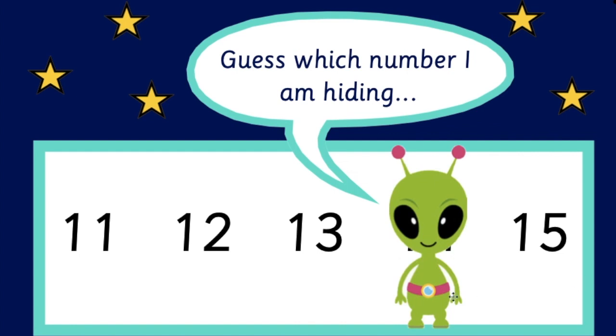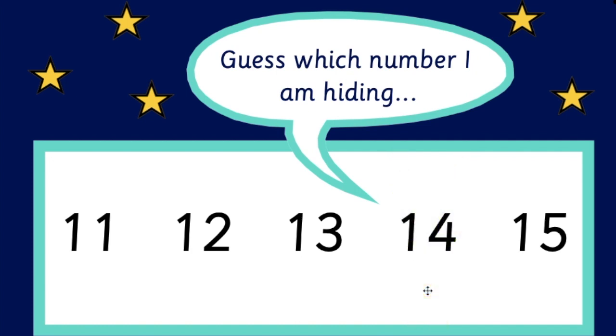Okay, he's back. He's hiding another number. This time it's a teen number. What number is this at the start? 11. Okay, off we go. 11, 12, 13, beep, 15. Which number is one more than 13? 11, 12, 13, 15. Let's check to see if you're right. It's 14. 11, 12, 13, 14, 15.